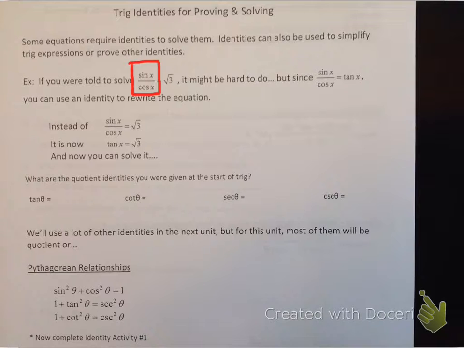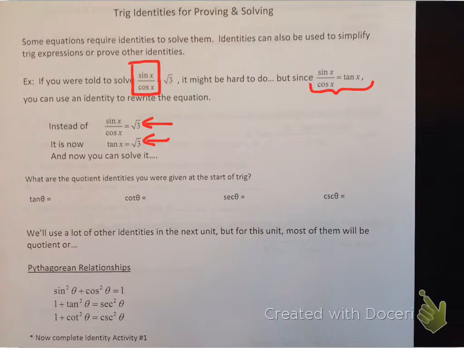But there's a trig identity that you guys have known for about 6 weeks now that said that tangent of x was equal to sine over cosine. So that means that we are allowed to take that original equation that says sine divided by cosine is equal to square root of 3 and replace it with tangent of x is equal to square root of 3. And that would allow us to solve it, finally.